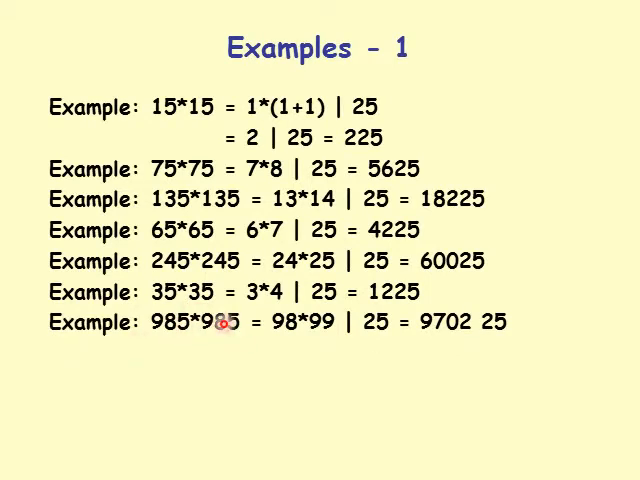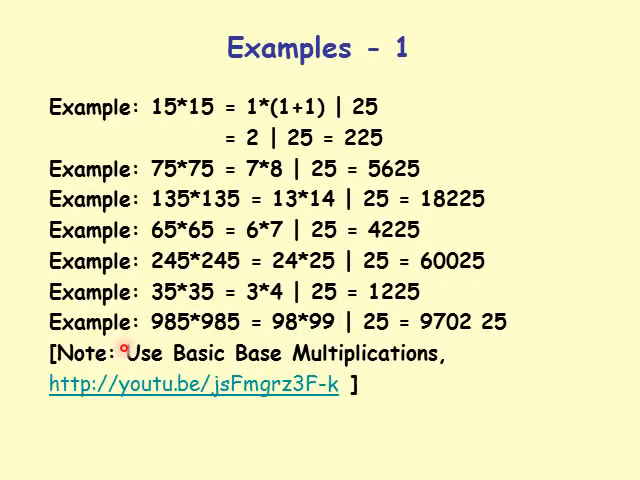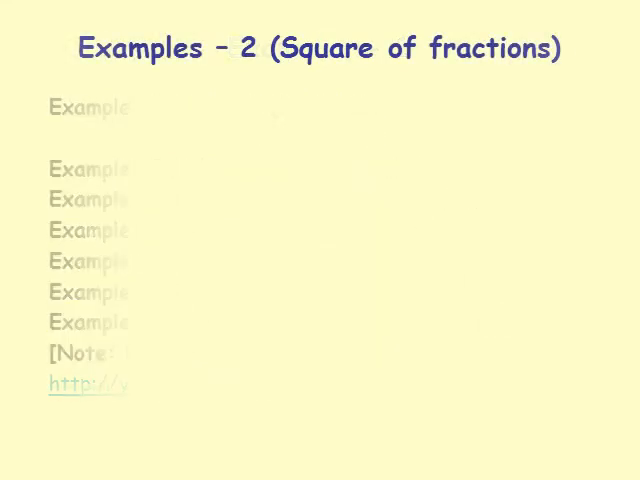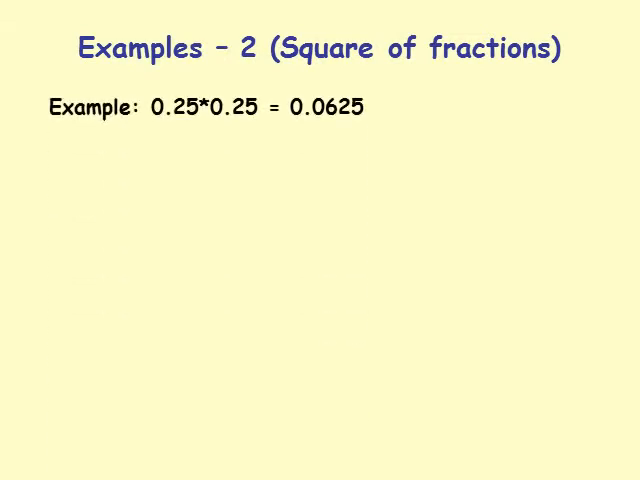985 times 985: on the left is 98 times 99, on the right is 25. So 98 times 99 is 9702, and 25 on the right. Note, use base multiplication. To get 98 times 99, I can use the base multiplication we studied before, and that's in the video for that. Let's do some more examples here.